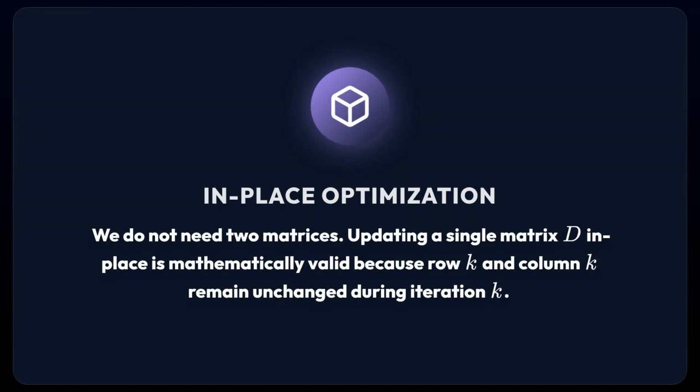A naive dynamic programming approach might suggest we need 2 matrices, one for the previous state and one for the current state. However, Floyd-Warshall has a special property. During the kth iteration, the values in the kth row and the kth column do not change. This allows us to overwrite the matrix in place, reducing our space complexity from 2 times v squared down to just v squared. This is crucial for cache efficiency.